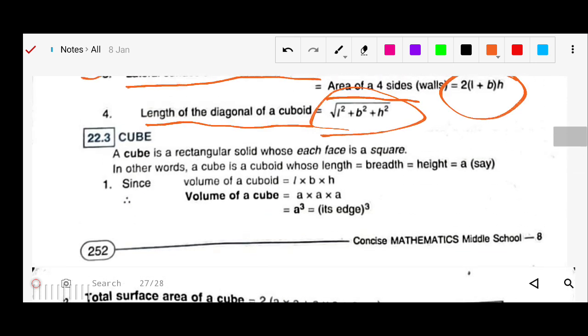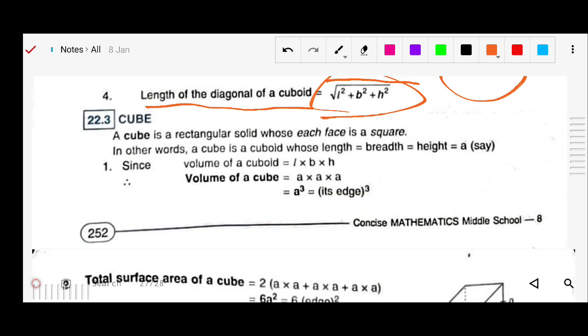Then after that we have the cube. A cube is a rectangular solid whose each face is a square, right? Earlier the cuboid was made of rectangular faces, and here it is made of which kind of face? Squares, right? Okay. So now the volume is the same, L into B into H. Here all the sides are the same, so everywhere it is A, or the side is denoted by S or A.